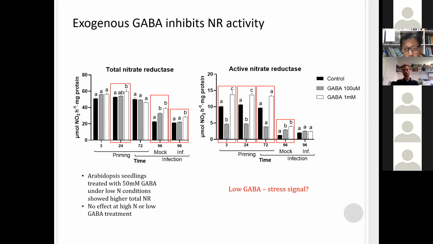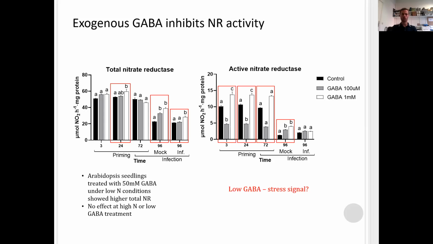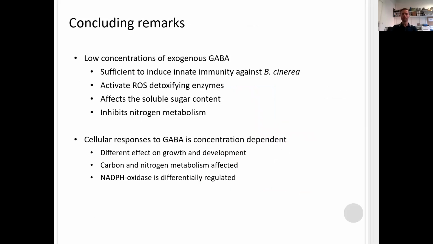And it's also been shown in the past that when plants are starved of nitrogen and you treat them with high concentrations of GABA, it promoted the total nitrate reductase activity. But when there's enough nitrogen availability, there was no effect on the enzyme activity. So a few concluding remarks. We found significant differences between low and high concentrations of GABA treatments. And we showed that at low concentrations, GABA was still able to induce immunity against Botrytis cinerea.